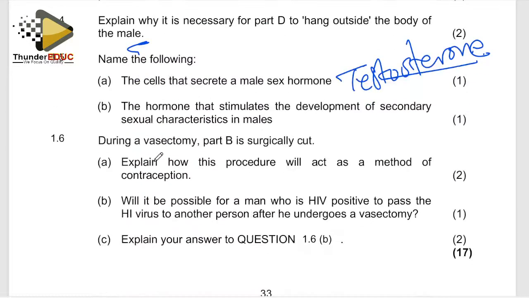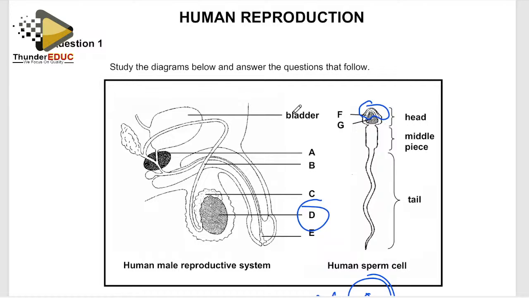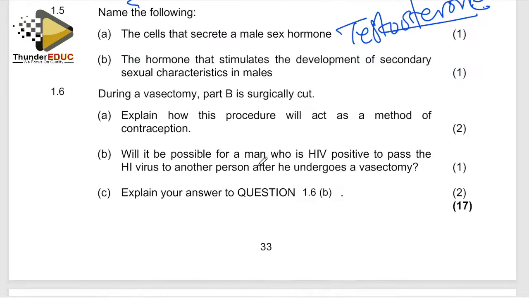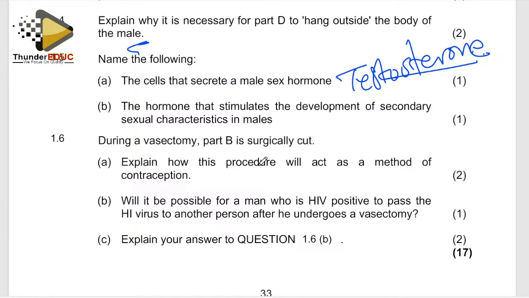They're saying that during vasectomy, what did I say about vasectomy? Vasectomy is when they cut the vas deferens. During vasectomy, part B is surgically cut. Part B, which is the vas deferens. Explain how this procedure will act as a method of contraception. How will this prevent pregnancy from taking place?